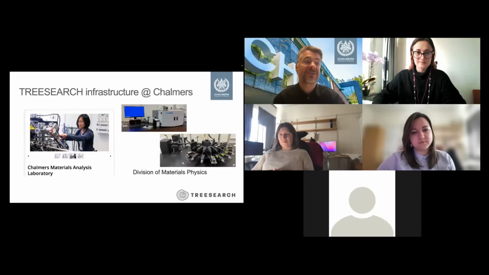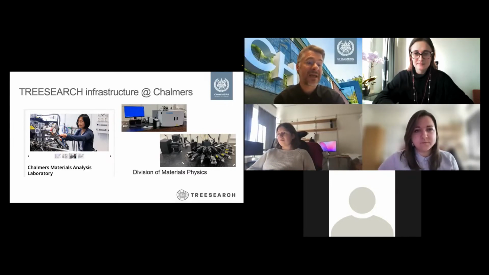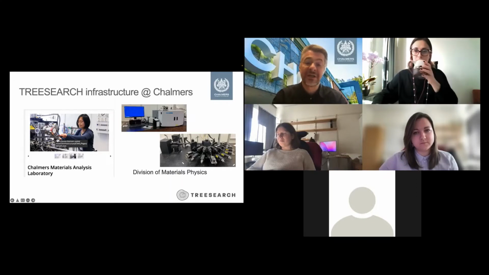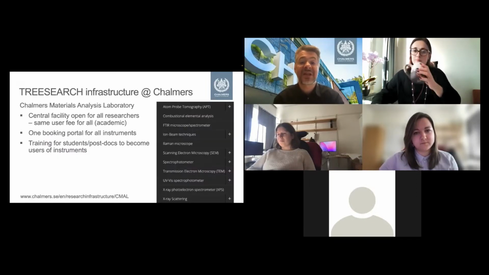So looking at the Treesearch infrastructure that can be accessed at Chalmers, it's actually divided in two locations. One is the Chalmers Materials Analysis Laboratory, and the second one is the equipment we have at the division where me, Nataliia, and Polina work, the division of materials physics. If I start with the Chalmers Materials Analysis Laboratory, this is actually a central facility at Chalmers. So it's a facility open for all researchers.